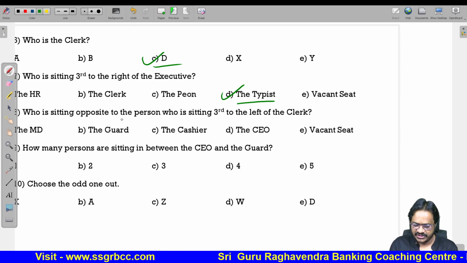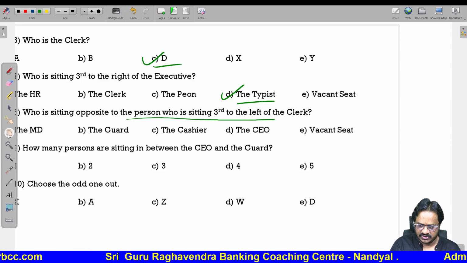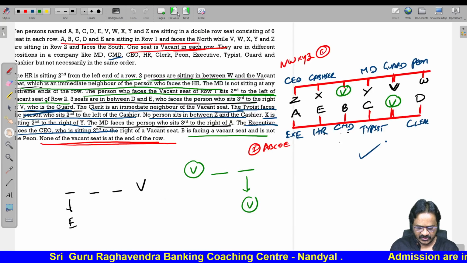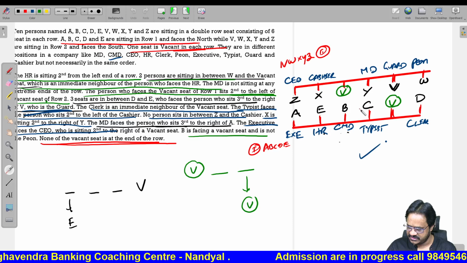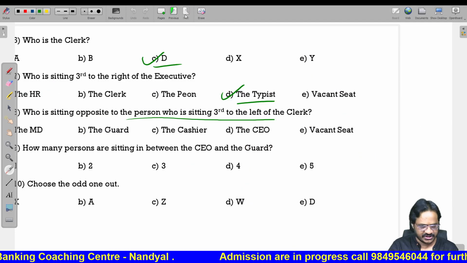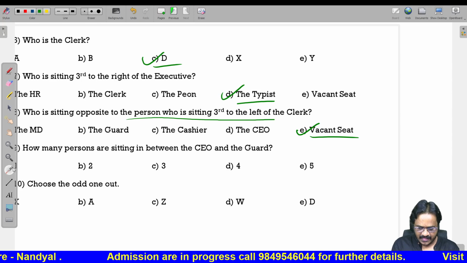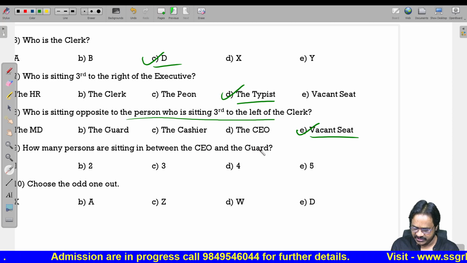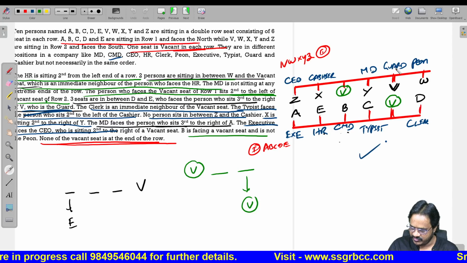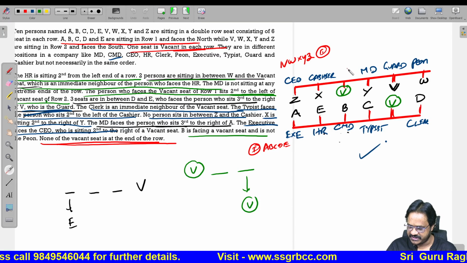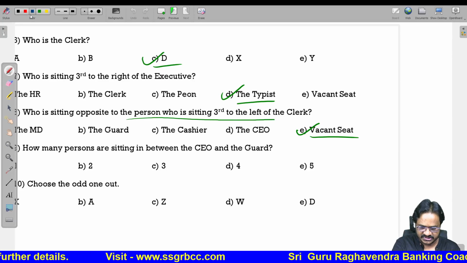Then, who is opposite to the person who is third to the left of clerk? Third to the left of clerk, first, second, third, this is B. Opposite B, there is no one. The answer is the vacant seat. How many persons are there between CEO and guard? This is CEO, this is guard. In between, how many persons are there? 2 persons. There are 3 seats, but persons are only 2.